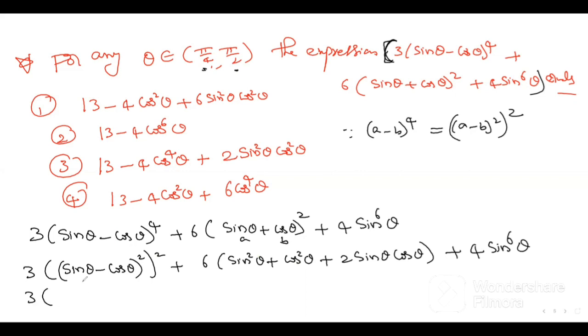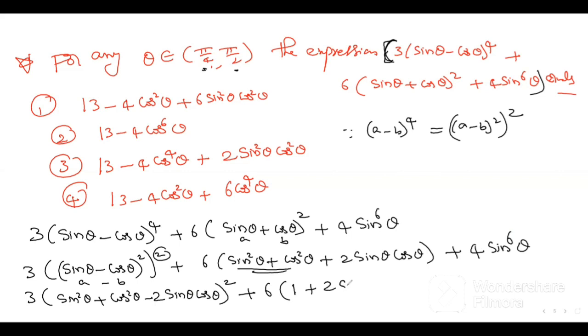Here for 3 times, we write the (a minus b) whole square formula: a square is sin square theta, b square is cos square theta, minus 2ab, which is 2 sin theta cos theta, and the power 2 is there. Inside the square we apply the (a minus b) whole square formula. Plus 6 times (sin square theta plus cos square theta), whose value we get as 1, so 2 sin theta cos theta, plus 4 sin to the power 6 theta.